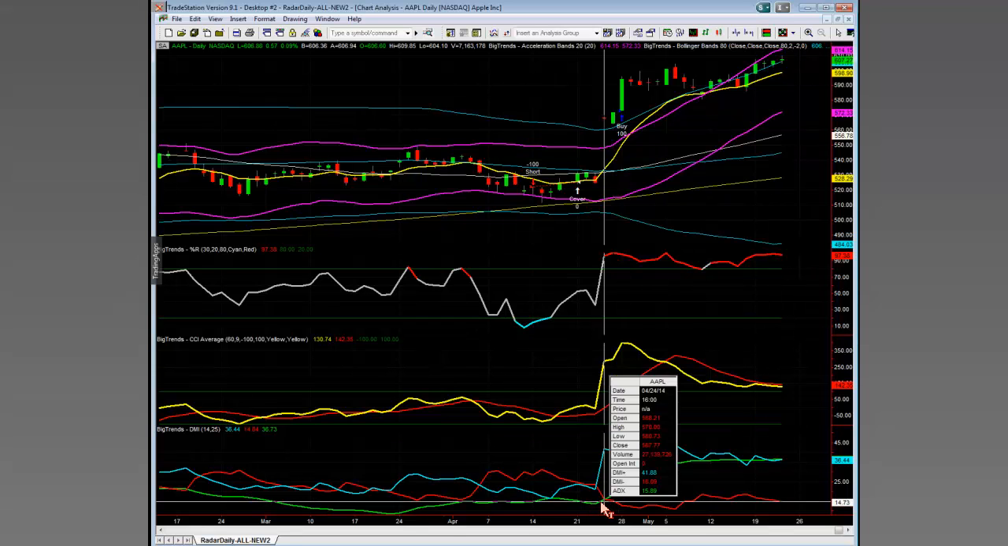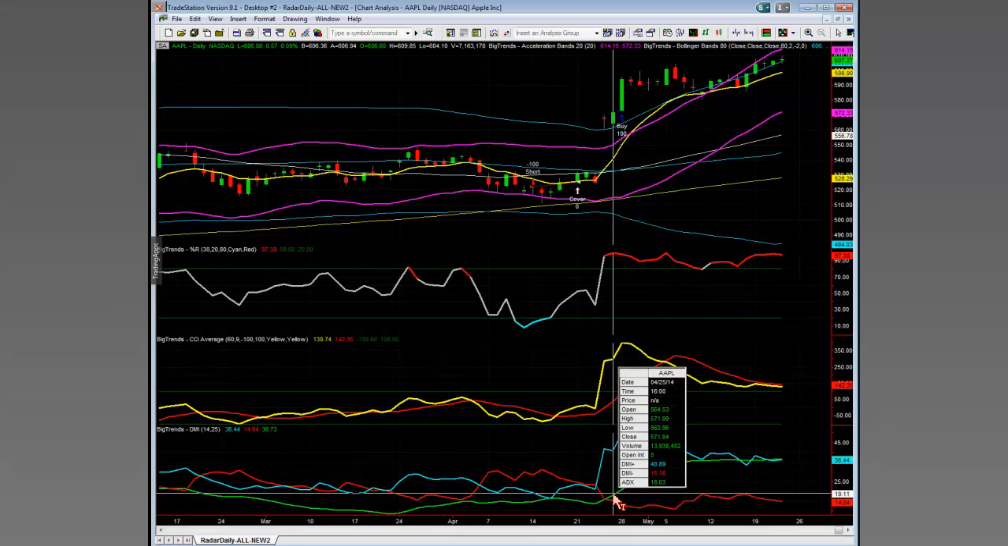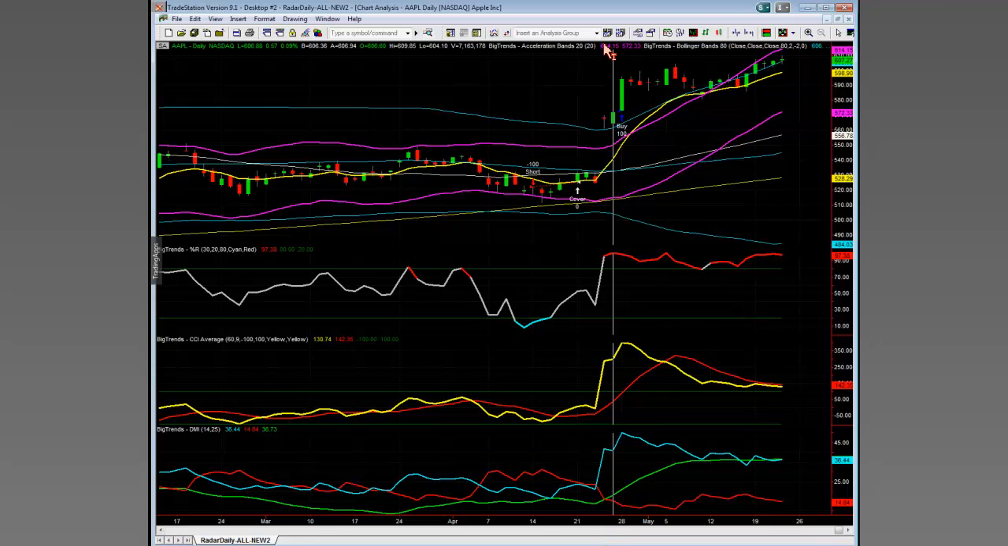ADX, you can see, was also just coming off of a low level and starting to trend up and getting the same kind of follow through. So all these things were happening together at the same time. The bands on the upside are my acceleration bands in purple, and the longer term Bollinger Bands I like to look at in light blue.